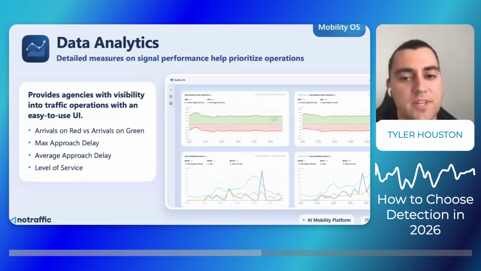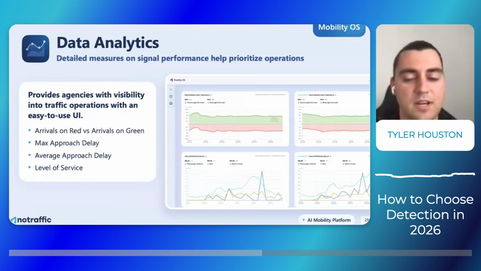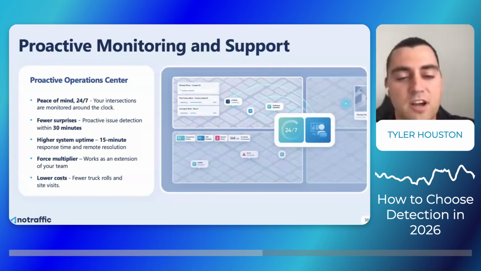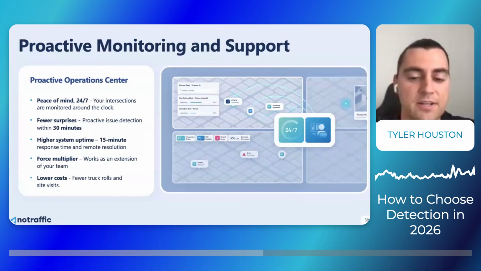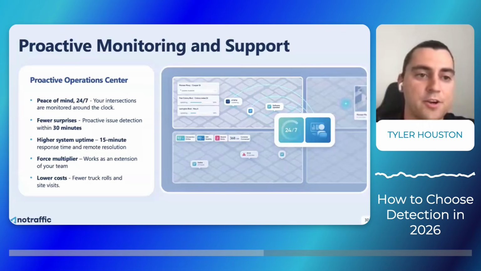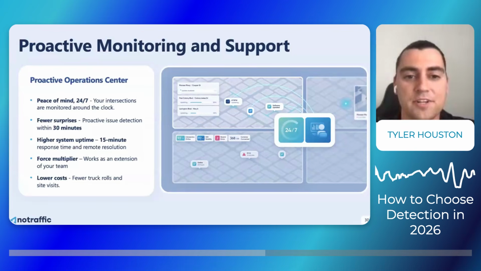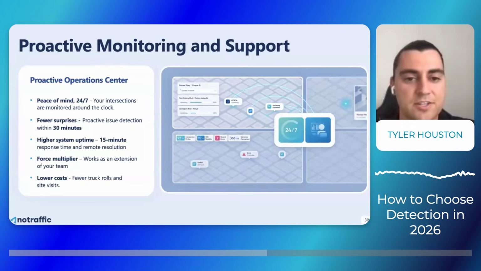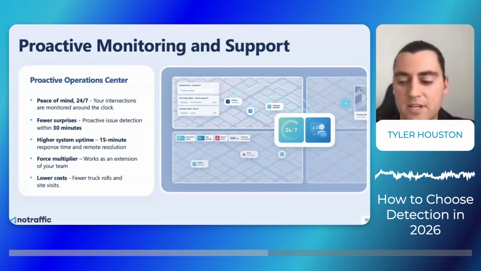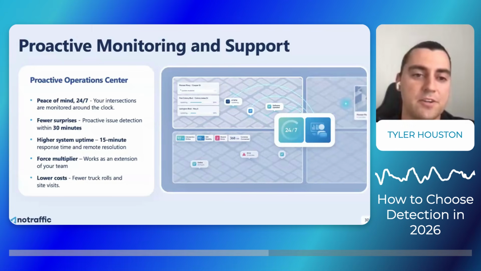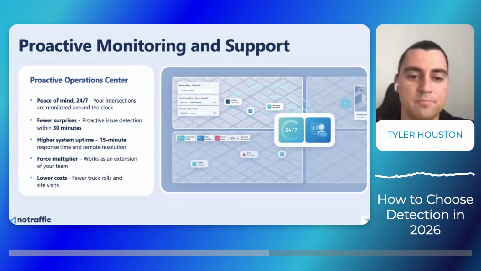So we talked about our hardware. That's based on our traffic detection system, our future-proofed hardware, our software, which is Mobility OS, and our mobility store. Now, the third component of the NoTraffic platform is our NoTraffic Operations Center, which provides proactive monitoring and support of all of our hardware. So when you get the NoTraffic system, we do have a built-in LTE connection, which provides communication from that nexus up to Mobility OS. But it also allows us to provide proactive monitoring of all of our devices out in the field.